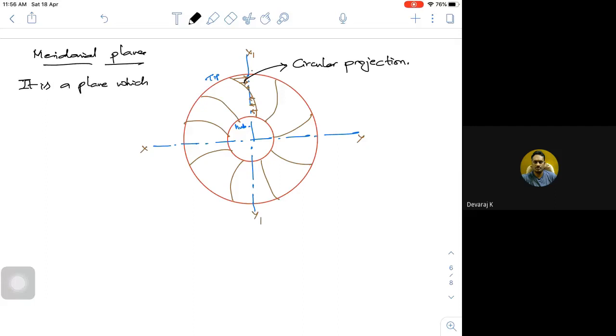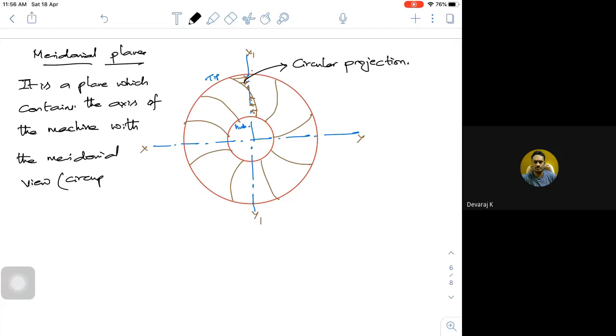which contains the axis of the machine with the meridional view. How did I get the meridional view? Using circular projection.